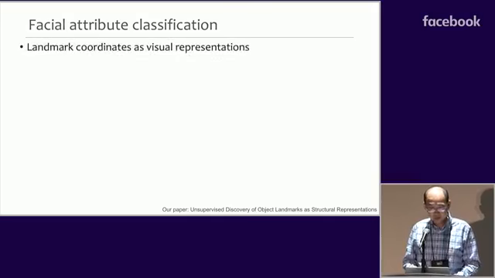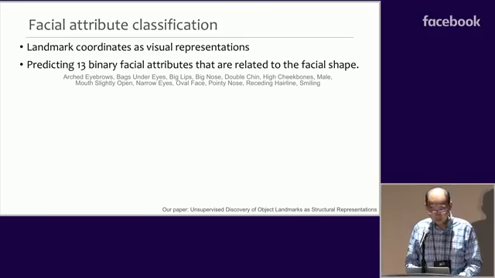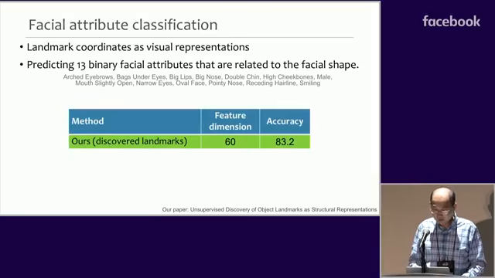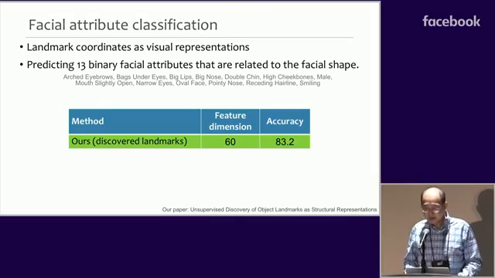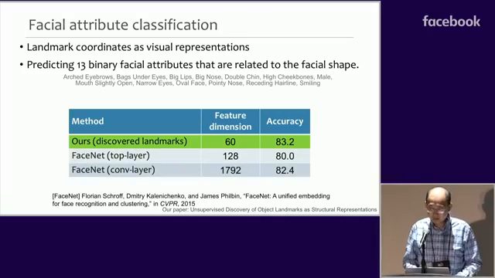For more quantitative results, we evaluate the effectiveness of our discovered landmarks as visual features. In particular, we consider the binary classification of shape-related facial attributes. As shown in the table, the classification accuracy based on the landmark coordinates alone is pretty good. And this is better than using the pre-trained FaceNet features.